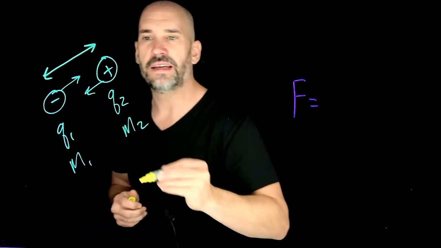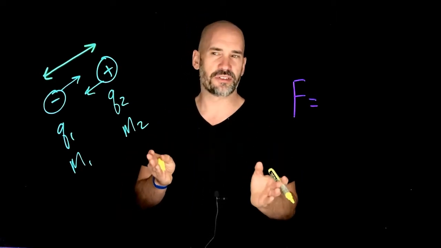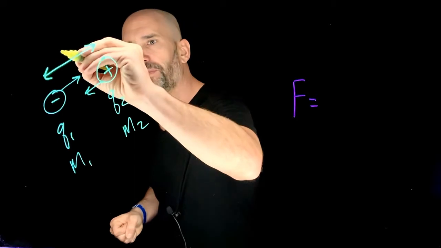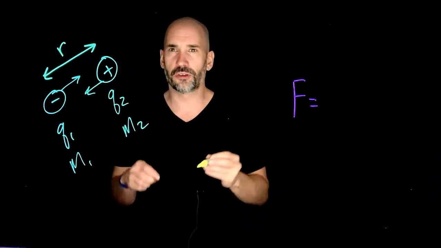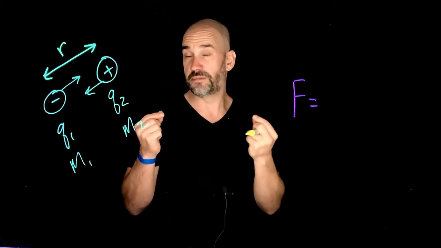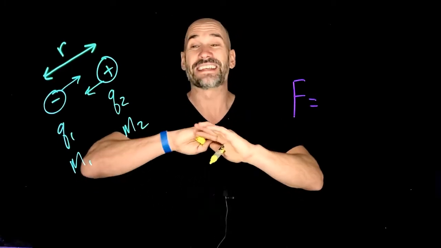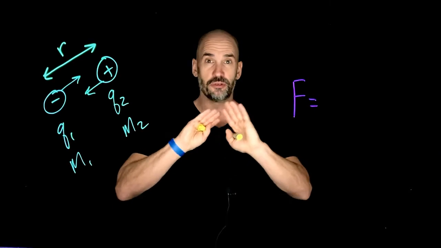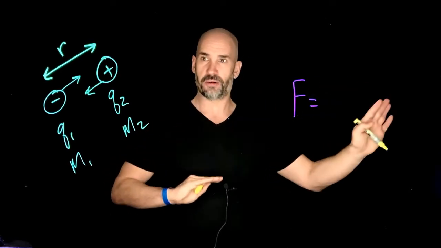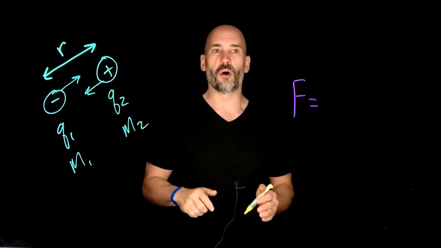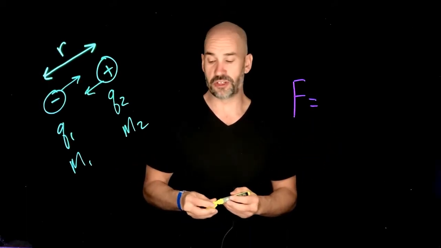When you're talking about electrostatics, we usually call the distance between particles r. I know that might be a little bit confusing because we're used to calling distance d, right? But in electrostatics, it means r. It's not the radius of the particles, so you can get that out of your head right now. r is just the distance between the two particles. So let's go ahead and build an equation here.